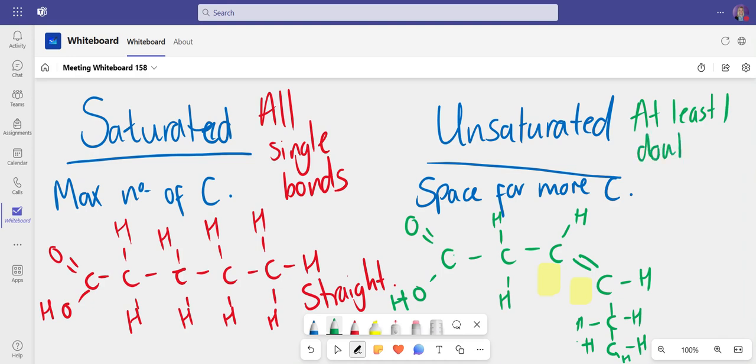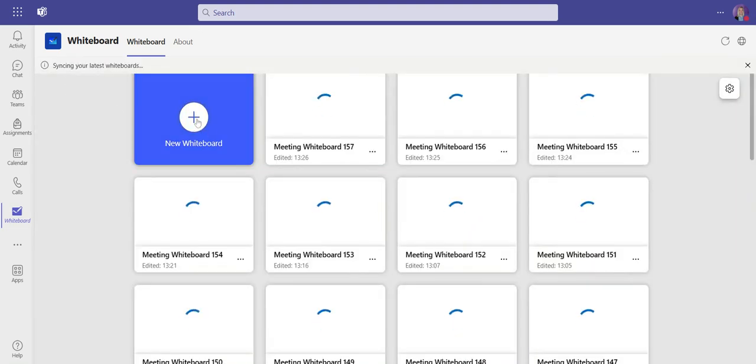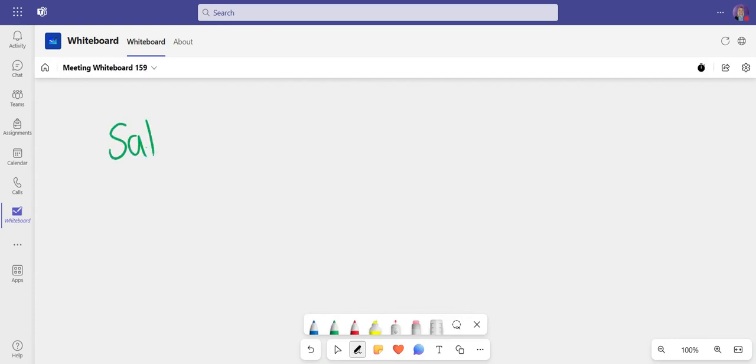Okay, so you can see that it's got at least one double bond. Now, the double bond that you've got here to the oxygen does not count. It means at least one double bond between carbons specifically. And as a result, it's got a bend in it, and we call that a kink. So let's have a look a little bit more about the saturated and unsaturated properties.